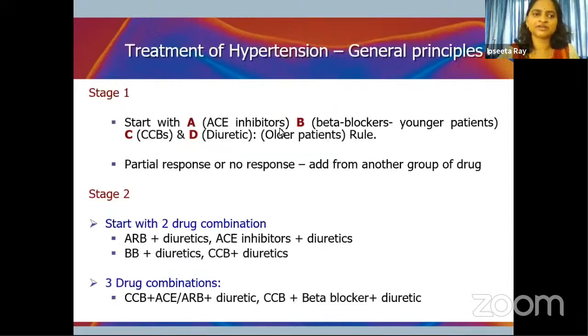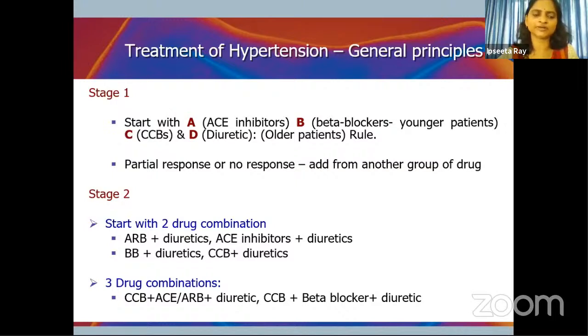So the management in brief: stage 1. You have mainly 4 drugs which we start with. You have ABCD: A for ACE inhibitors, B for beta blockers, C for calcium channel blockers, D for diuretics. Beta blockers are mainly preferred in the younger patients, whereas calcium channel blockers and diuretics in the older patients. So you start with the monotherapy. The first line drug is now ACE inhibitor. If there is a partial or no response, then you have to add another drug from a different group, so that there is some added advantage.